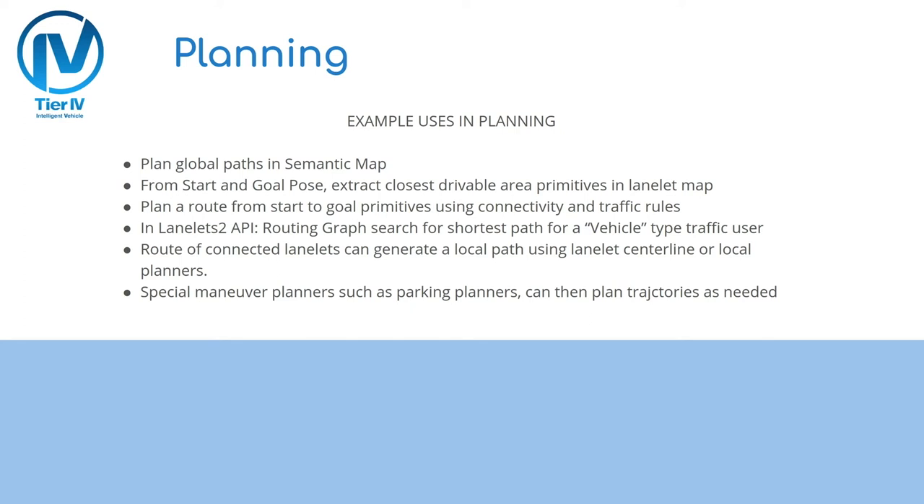The Lanelet2 API implements this function nicely, and the system can construct routing graphs for the entire map and then search for the shortest path between any two map elements. If needed, the center line of the resulting route can be extracted as a path to follow, or local path planners can generate more feasible paths. Special maneuver planners such as the parking planner can be invoked as needed.